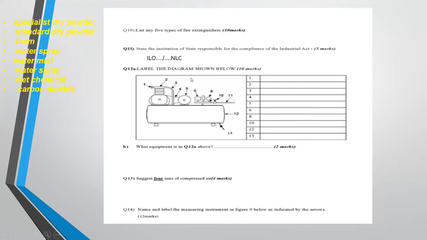The next question is, label the diagram shown below. First of all, you have to know what machine tool this is. It's an air compressor. What is an air compressor? It's any machine that takes atmospheric air at a very low pressure and discharges it at a very high pressure. So that's the function of an air compressor.